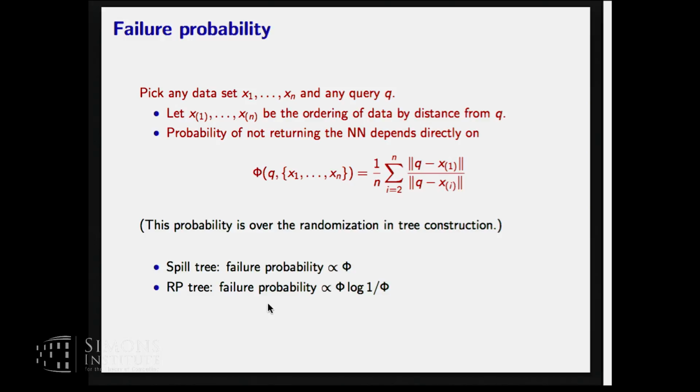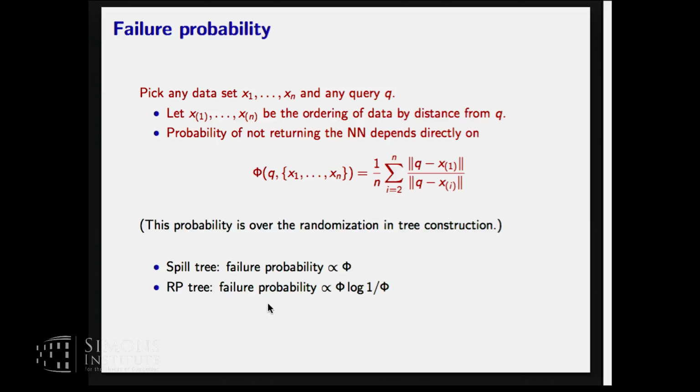So for example, if the nearest neighbor is very close and everything else is very far away, this is basically 0. And if everything's the same distance, this is 1. Those are the two extremes, and everything else lies somewhere in the middle. So this is sort of the potential function, or this is really what controls the search time of this data structure. Sorry, this is for either of them, the spill tree or the other one. This is what controls the failure probability.